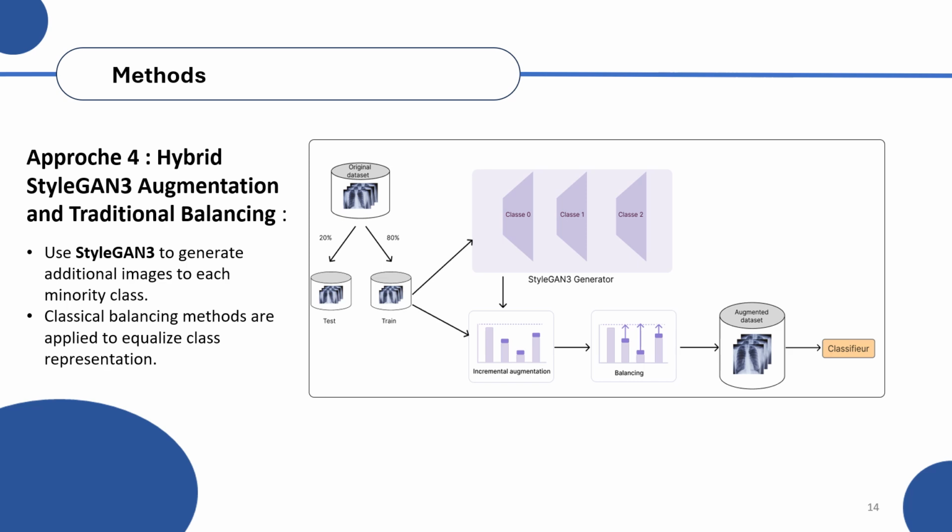In this final approach, called the hybrid StyleGAN3 augmentation and traditional balancing, we combined image generation using StyleGAN3 with traditional augmentation techniques. First, we augmented the minority classes by a certain percentage, 10%, 20%, 30%, or 40%, using synthetic images generated by the StyleGAN3 generator. Then, we balanced these minority classes using traditional data augmentation techniques, resulting in a new dataset that was used to train the CNN models.